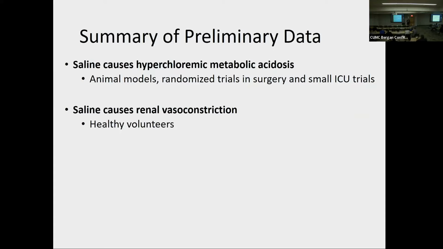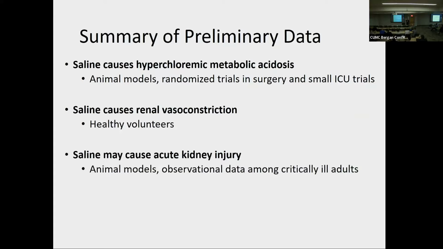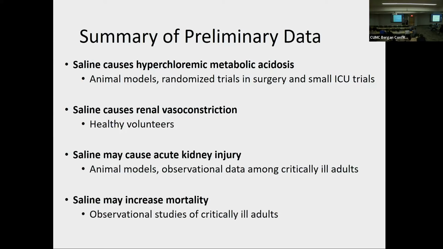There are good studies that show that saline causes renal vasoconstriction, mostly in healthy volunteers, but no reason to believe it doesn't happen in people with illness also. It may actually result in acute kidney injury. There's a little bit of conflict here in some of the models, but some concern that it might cause kidney injury. And then in observational data, there's a suggestion that saline may increase mortality, although these are really, really confounded by volumes of fluid given and differences in practice.